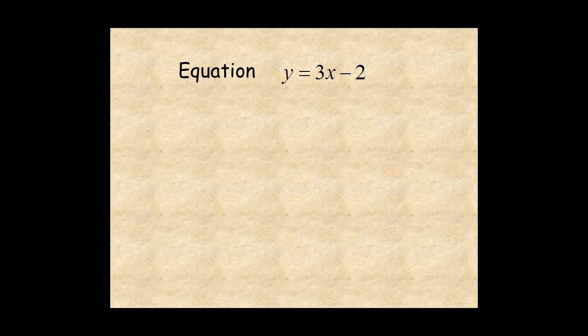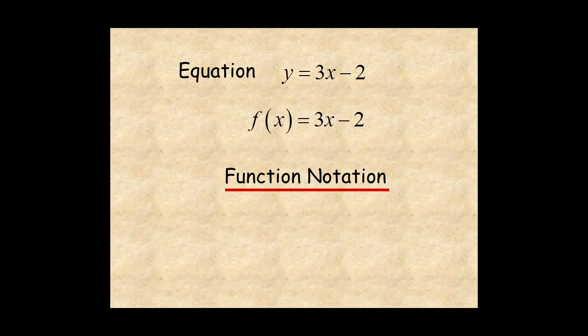The equation y equal 3x minus 2 can also be written as f of x equal 3x minus 2. This is called function notation, and this part of the expression is pronounced f of x. There is no additional meaning here. F of x equal 3x minus 2 means exactly the same thing as y equal 3x minus 2. But function notation can be useful.